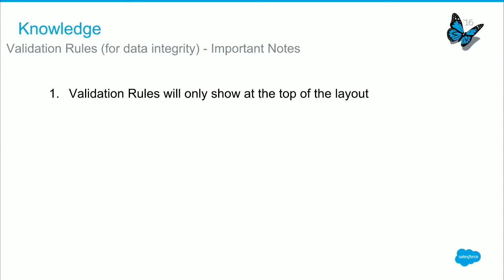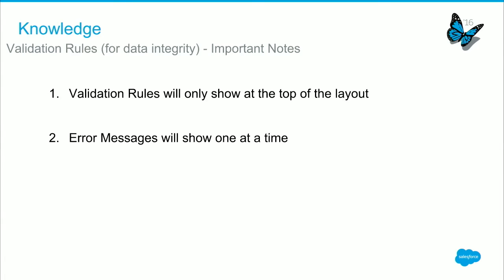Couple of quick notes about knowledge validation rules. Validation rules will always show at the top of the layout, and that's just because of the way that the knowledge layouts are still a little bit different. We are working on that, as Michael mentioned before. We are working on knowledge for Lightning in coming releases, not in spring, but we're working on it coming soon. And so as we move forward, you'll have more flexibility about where you put your validation rules. But for now, they will show at the top of your page layout.